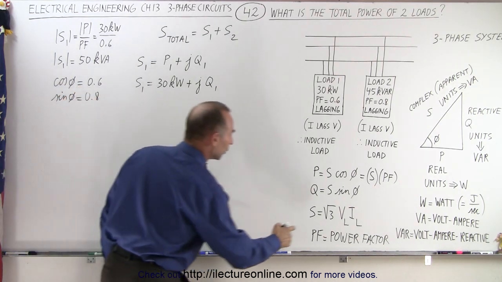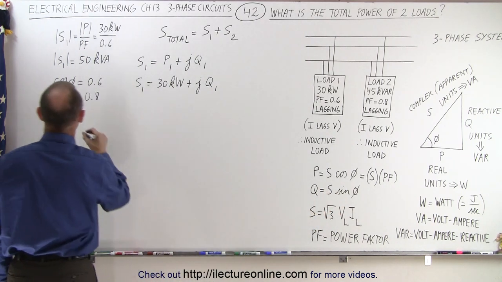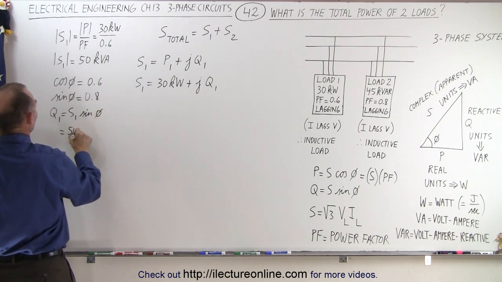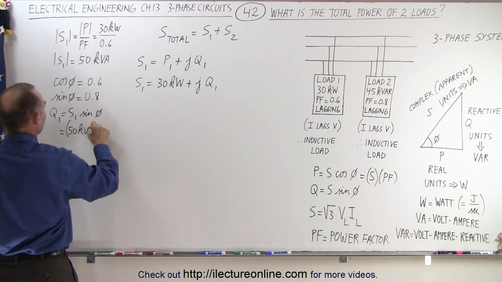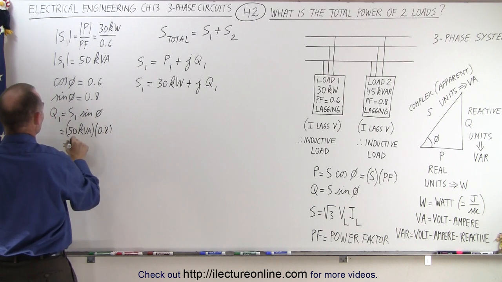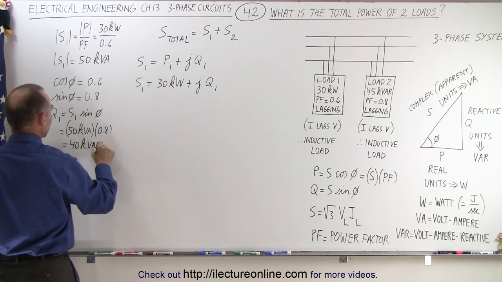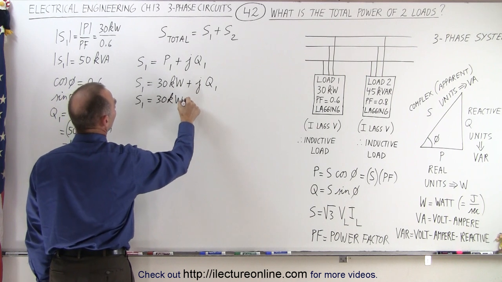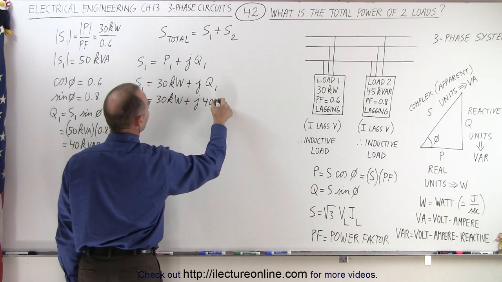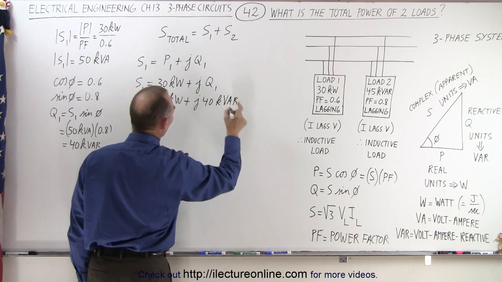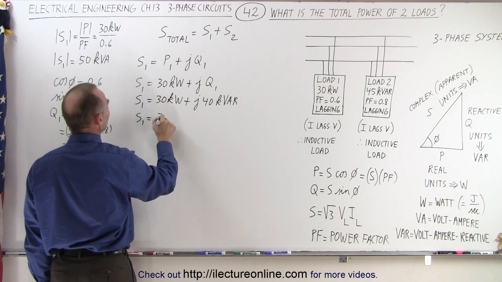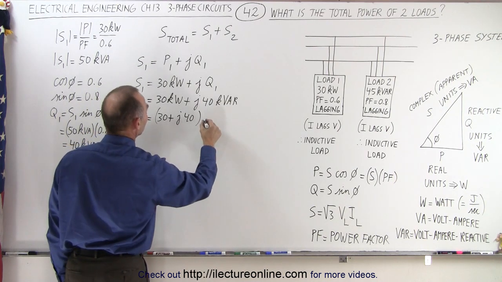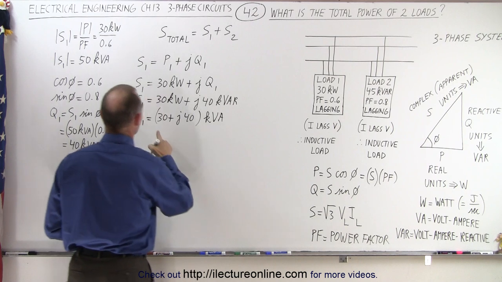And so finally, Q is equal to S times the sine of phi. So Q1 is equal to S1 times the sine of phi, which is equal to 50 kVA times 0.8, which is equal to 40 kVAR, to be technical with the units. And so finally, S1 is equal to 30 kilowatts plus j40 kVAR, or better yet, S1 is equal to 30 plus j40, and the units for S1, the complex or apparent power, would be kVA. All right, so there's S1.